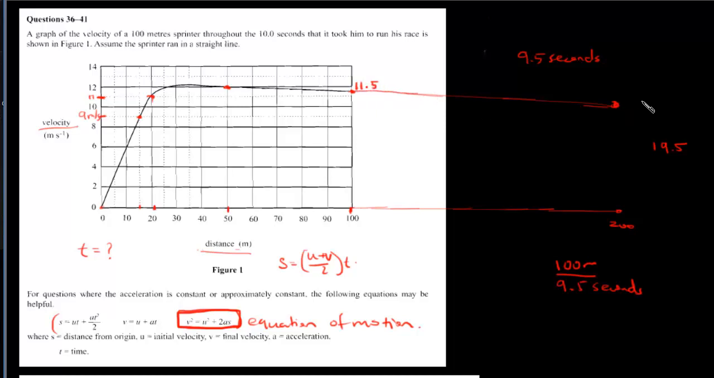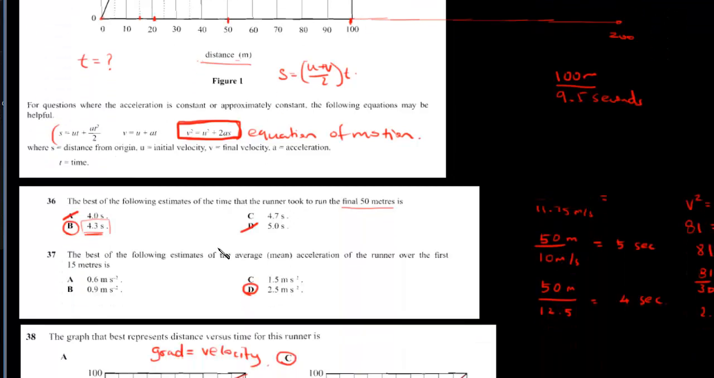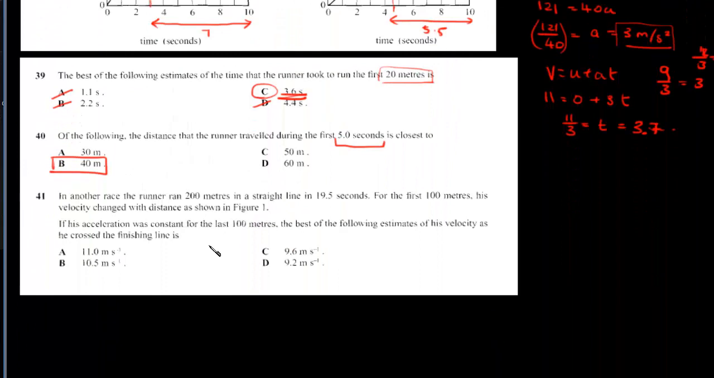Now the final velocity, we don't know. So this is the initial velocity now, and the final velocity is unknown. What the question is saying is: what must be the final velocity? If his acceleration was constant for the last 100 meters, the best of the following estimates of his velocity as he crossed the finishing line. That's the final velocity, isn't it?